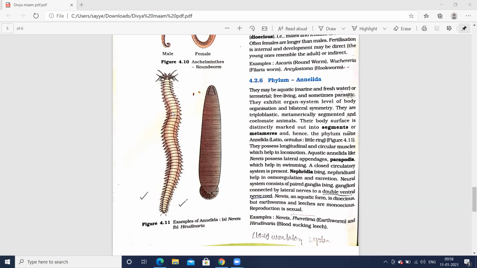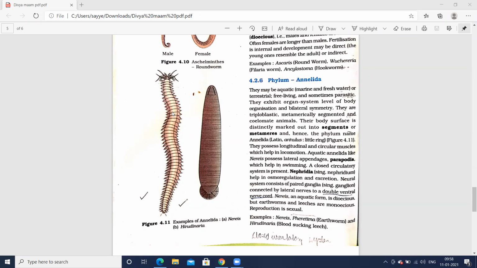What do you mean by double ventral nerve cord? You can break the word and guess. Ma'am, which have two nerve cords. And ventral means? What does ventral mean? Front, lower front. Okay. And double ventral nerve cord obviously would mean what, beta?